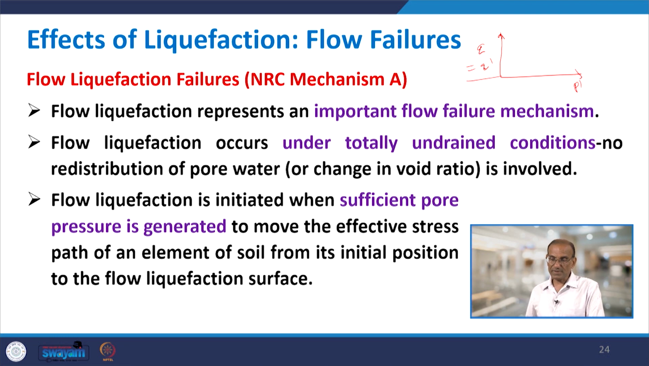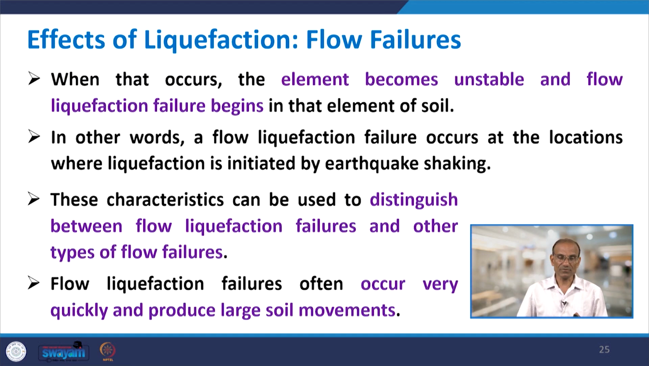In this case, when you have the stress path, sufficient pore pressure needs to be generated, and this pore pressure should be enough to move the effective stress path of an element of soil from its initial position to the flow liquefaction surface. In the stress path you will have one flow liquefaction surface, like this. So, once the effective stress path reaches this point, then the flow liquefaction takes place.